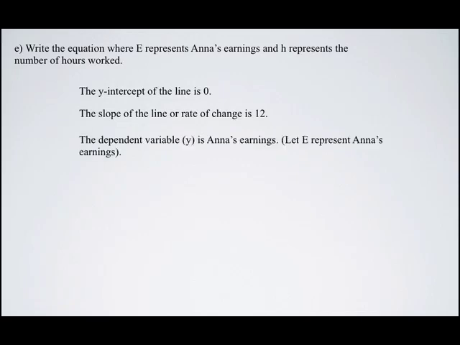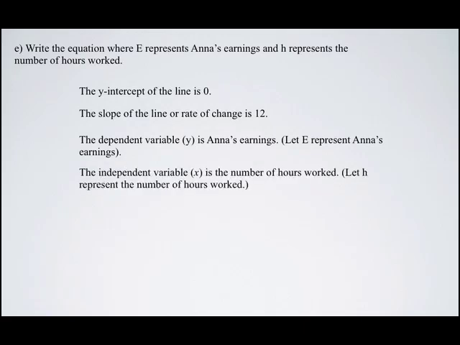Write the equation, where E represents Anna's earnings and H represents the number of hours worked. Well, similar to the last question, we know that the y-intercept of the line is 0. And the slope of the line, or the rate of change, or the first differences, is 12. The dependent variable y is Anna's earnings. We'll let E represent Anna's earnings. The independent variable x is the number of hours worked. We'll let H represent the number of hours worked.